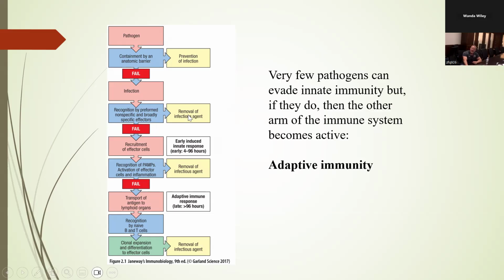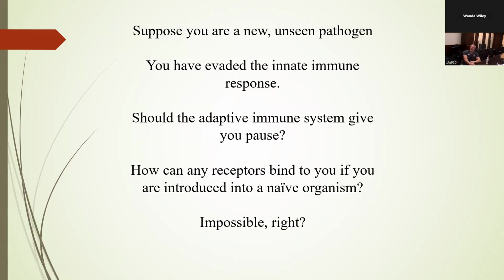If that doesn't happen and the pathogen's able to establish infection, then what are you going to do? This is where we see the next arm of the immune system come in, which is the adaptive immune response. And this is the immune response that most of us know about, that has B cells, T cells, antibodies. This is the part of the immune response that's going to be very specific against a very specific pathogen. So let's move on and look at this a little bit more.